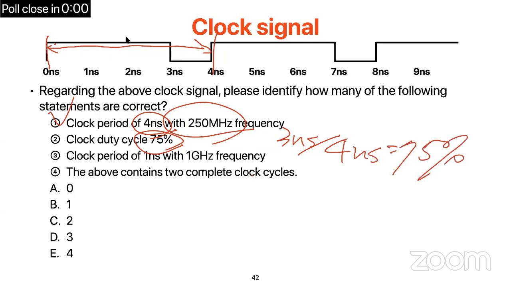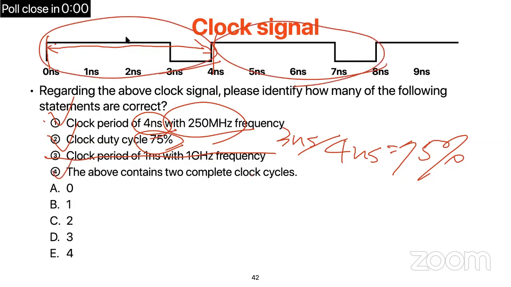Okay, what's the other one you recognize? If 1 is correct, 3 is definitely not correct. Yeah, right. So I think 4 is also correct, because we have 2 complete clock cycles and 1 incomplete clock cycle. So the answer is going to be 3.